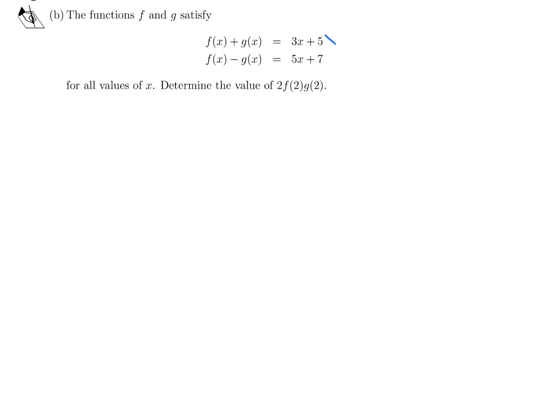The first is just to add these two equations. If you do, you'll notice you'll get 2f at x. The g at x actually cancel when you add. On the other side, you'll get 8x plus 12. Now, we are interested in f at 2. So put in 2 for x, and you get 2f at 2 is equal to 8 times 2 plus 12. And that is 16 plus 12, which is 28.